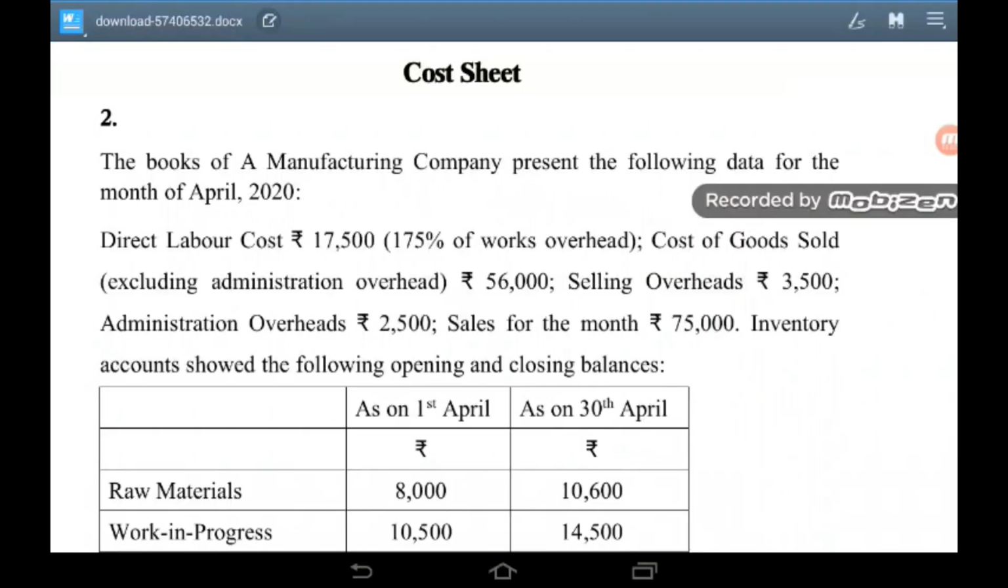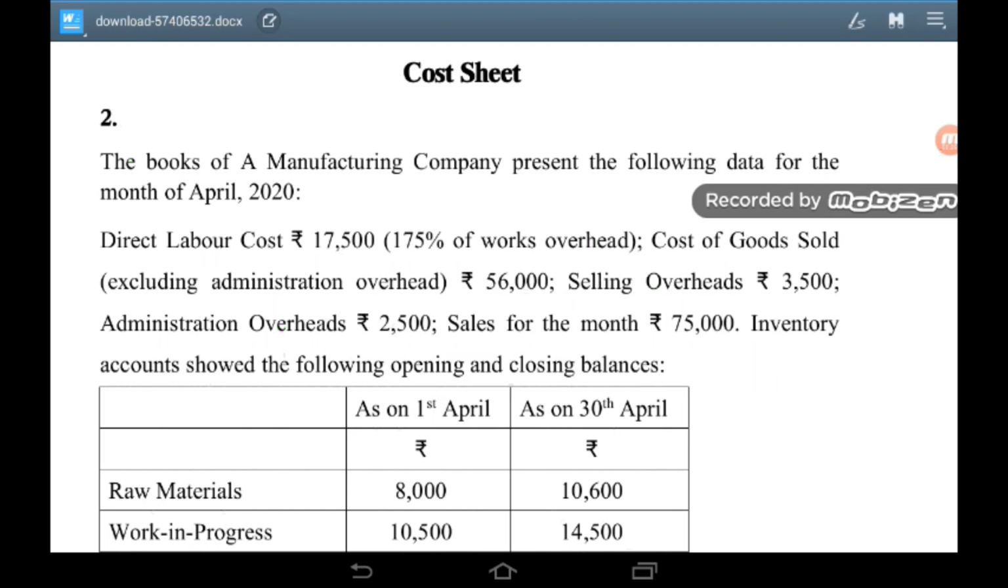Today, I will discuss a problem on cost sheet. Books of a manufacturing company present the following data for the month of April 2020. Direct labor cost 17,500. This is 175% of works overhead. Cost of goods sold excluding administration overhead 56,000. Selling overhead 3,500. Administration overhead 2,500. Sales for the month 75,000.